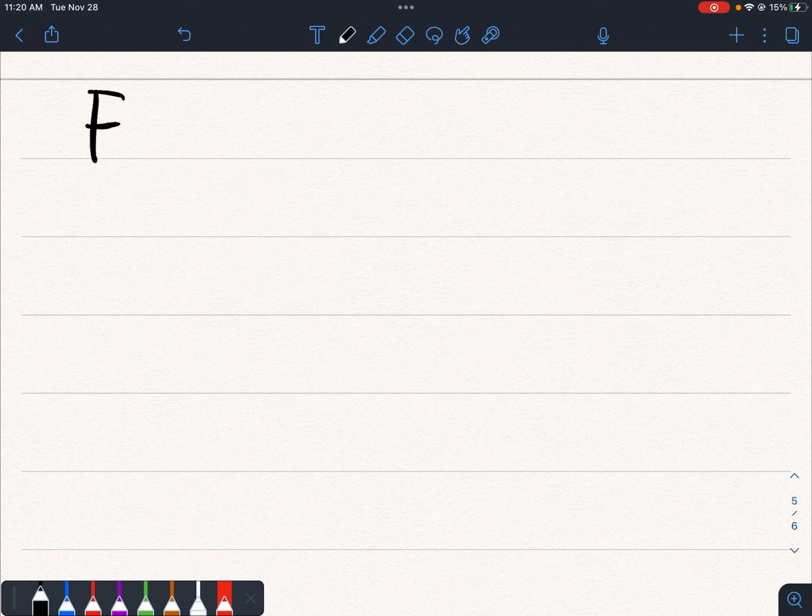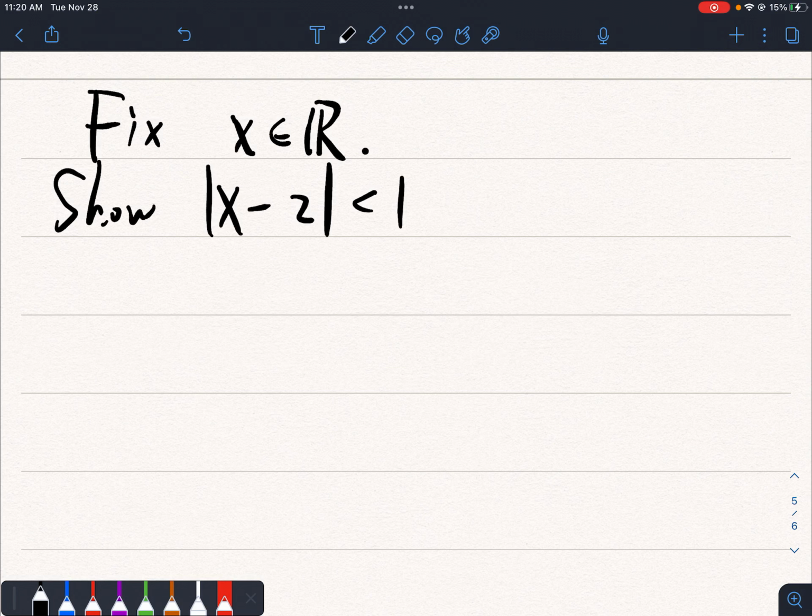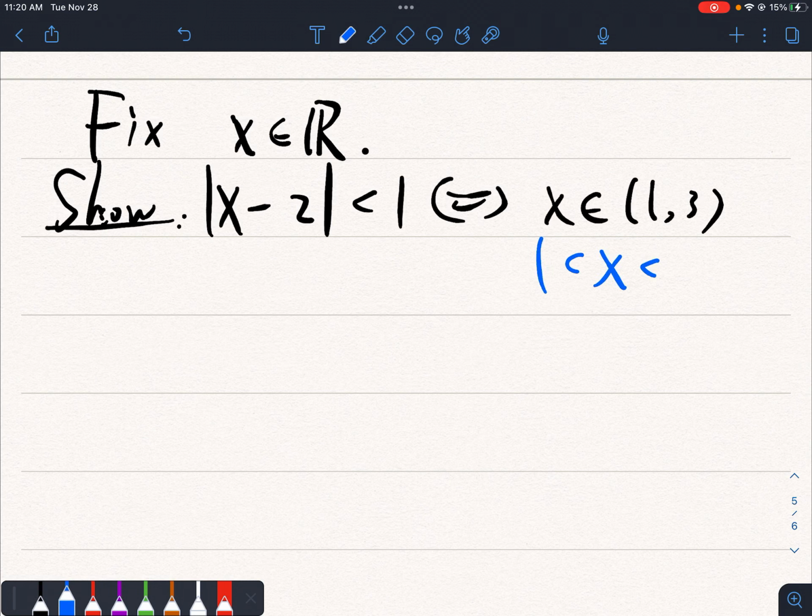So let's fix, let's say, some number x in R. This is just going to be an easy example. So we want to show the absolute value of x minus 2 is less than 1 if and only if x is in the open interval (1, 3), which means x is bigger than 1 and less than 3. Okay? So we want to show this is true. So how can we show it? By direct proof. So we have to show it on both sides, okay?